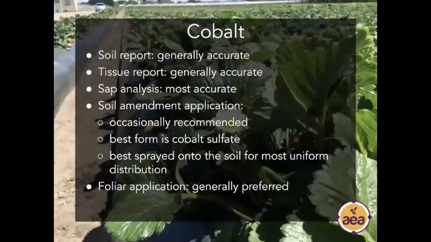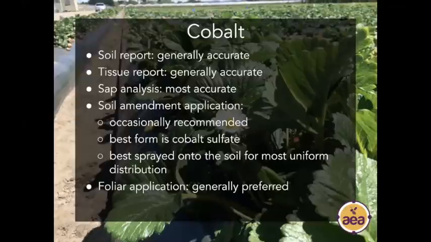Next, we look at cobalt. Soil reports are generally accurate. Tissue reports seem to be generally accurate. Cobalt is an interesting element. I read somewhere or learned that cobalt tends to concentrate in the root system, in the growing root tips.